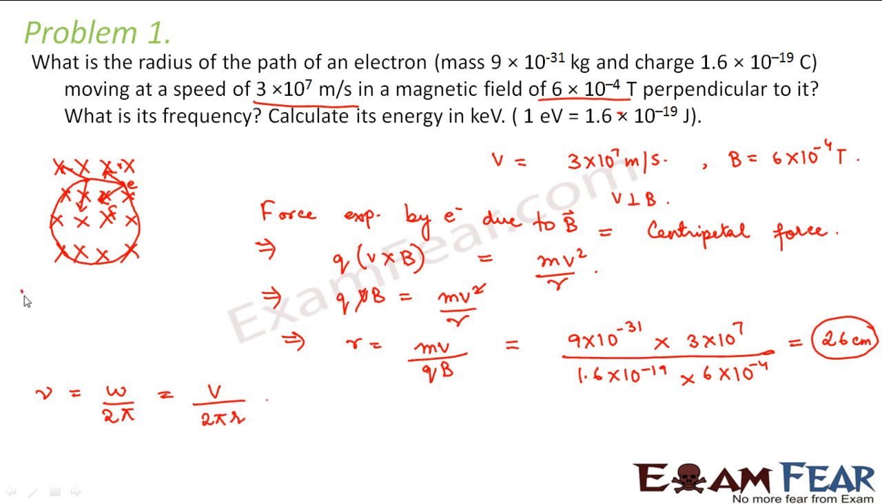Right? Because from where do we get this? We know that V is equal to R omega. Right? That is how linear velocity and angular velocity is related. So from this we can write V is equal to R into 2 pi nu.